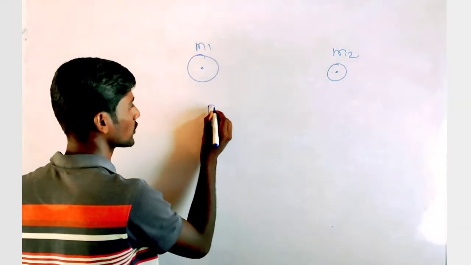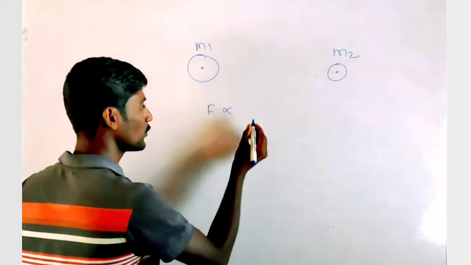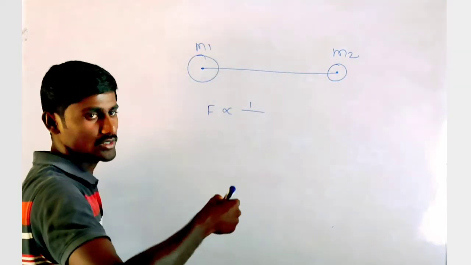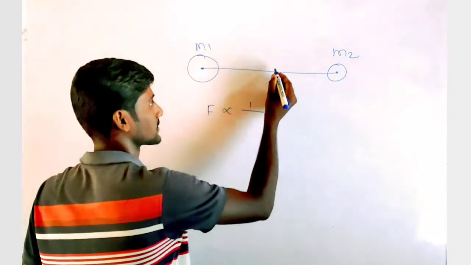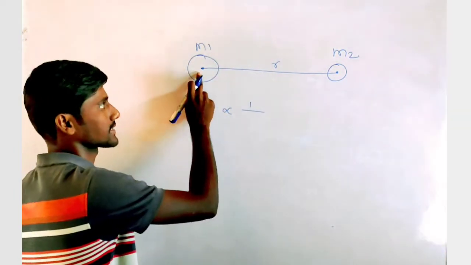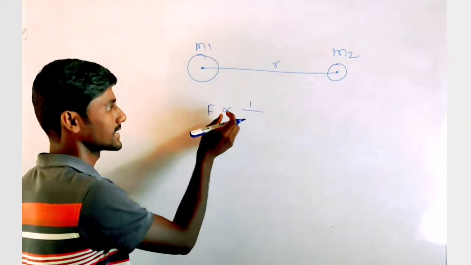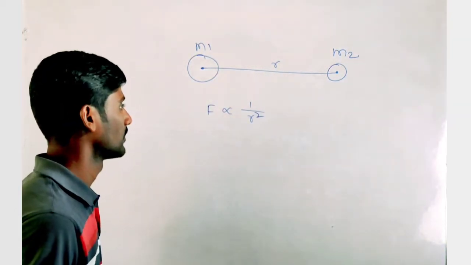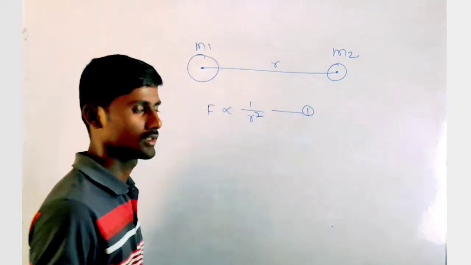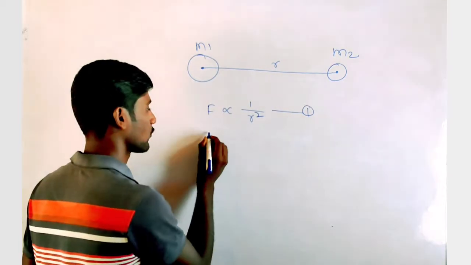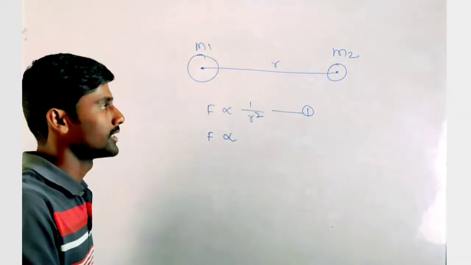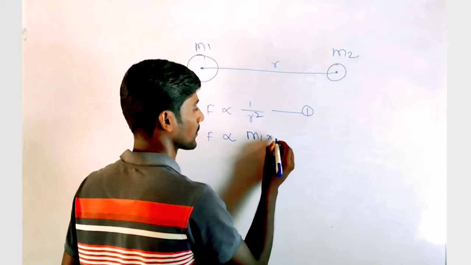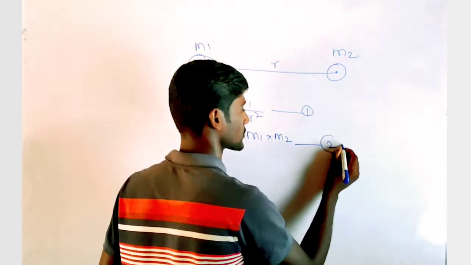He stated that the force is inversely proportional to the square of the distance between their centers. If r is the distance between the centers of m1 and m2, then this force is inversely proportional to the square of r. This is the first assumption. And the second assumption was that the force is directly proportional to the product of their masses. This was the second assumption.